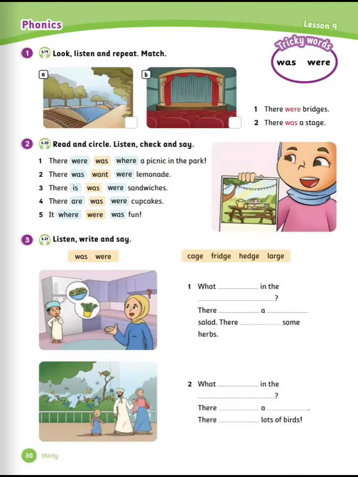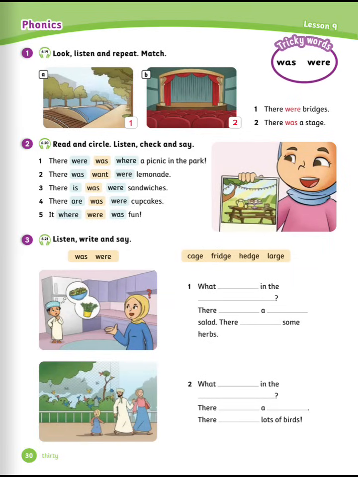In this page, we're going to learn about the verb to be in the past. Was, were. Exercise number 1. Look, listen and repeat, then match. Number 1 matches A. There were bridges. There were bridges. Number 2 matches B. There was a stage.